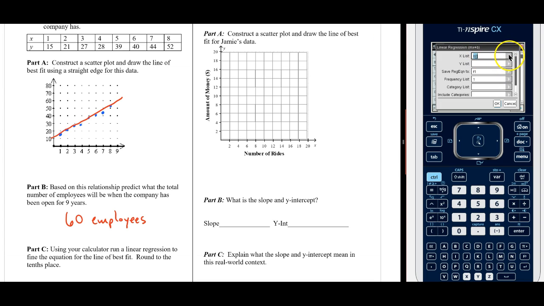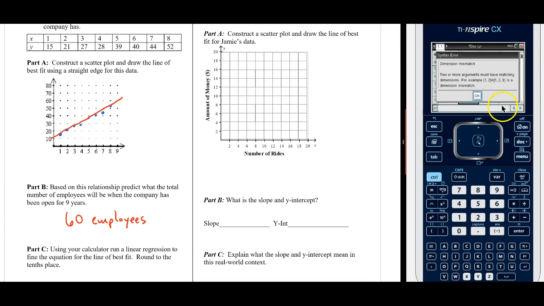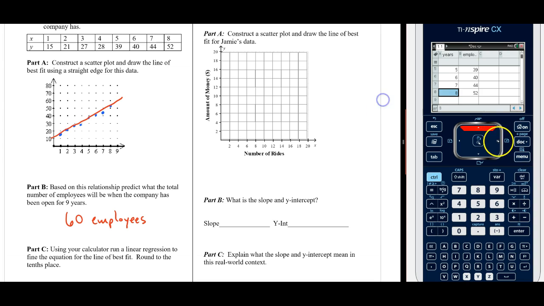It's going to ask us what our X list was, so we select years. It's going to ask us what our Y list was, we select employees. Everything else we can leave as is. Hit OK. Uh-oh. That means I missed one. 15, 21, 27, 28, 39, 40, 44. Oh, it's because there shouldn't have been 9 years, only 8 years.